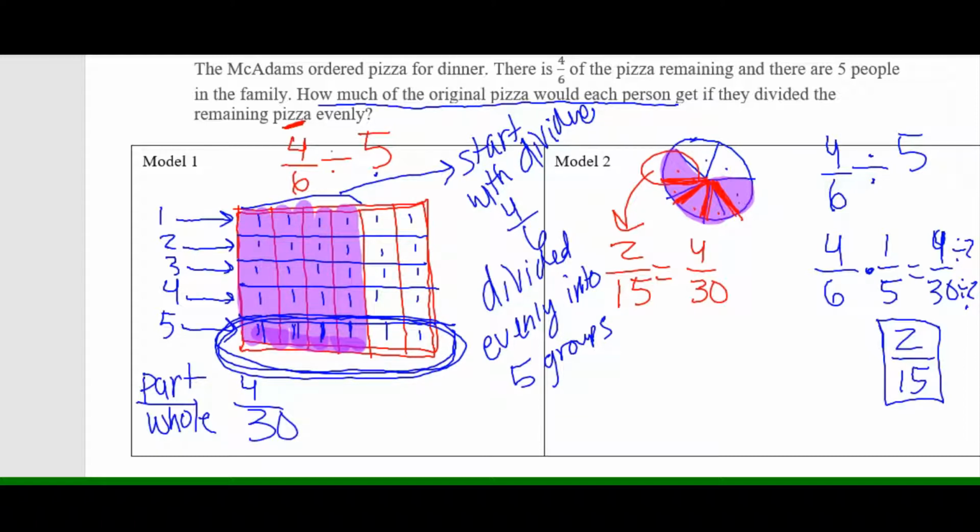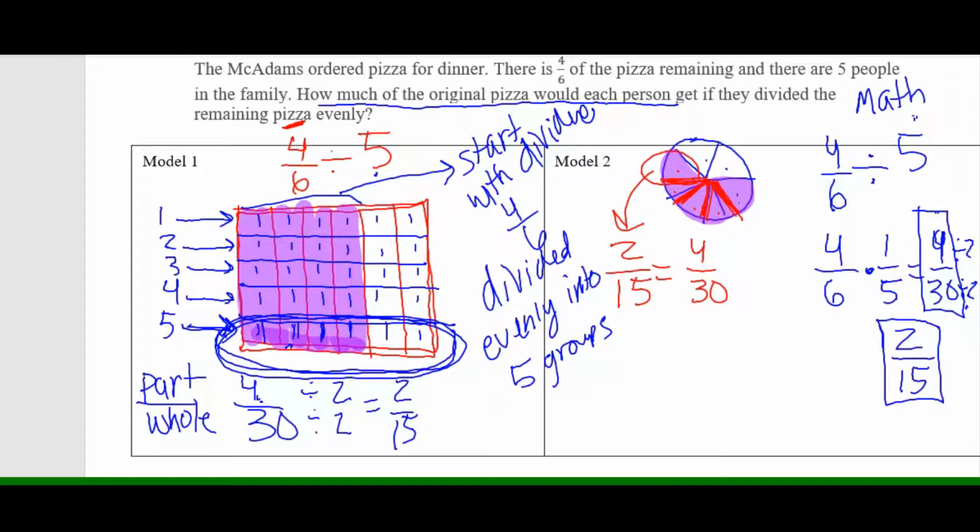Notice that the part that this family member is going to get is the same thing that we saw here, unsimplified, in our calculations. This is the calculation that I'm looking for at the bottom. And then if you want to simplify that, you can, but you don't have to, because this is what the model shows. Each person is going to get 4/30 of the pizza, and if you simplify that, you will end up with 2/15 of the pizza. Now that's how you would show division using a rectangle.